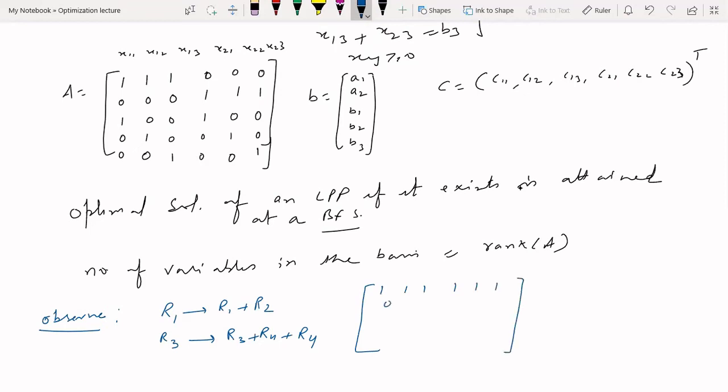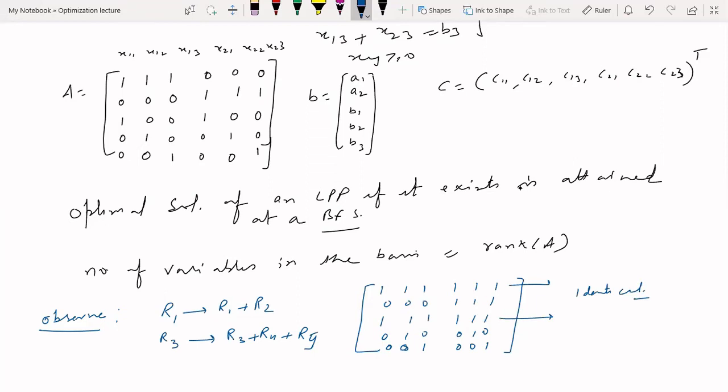Okay. And the second row is 0, 0, 0, 1, 1, 1. And since in row 3, I am adding rows 3, 4, and 5, it will become 1, 1, 1, 1, 1, 1, then 0, 1, 0, 0, 1, 0, 0, 0, 1, 0, 0, 1. Okay. Now you see these two rows are identical.